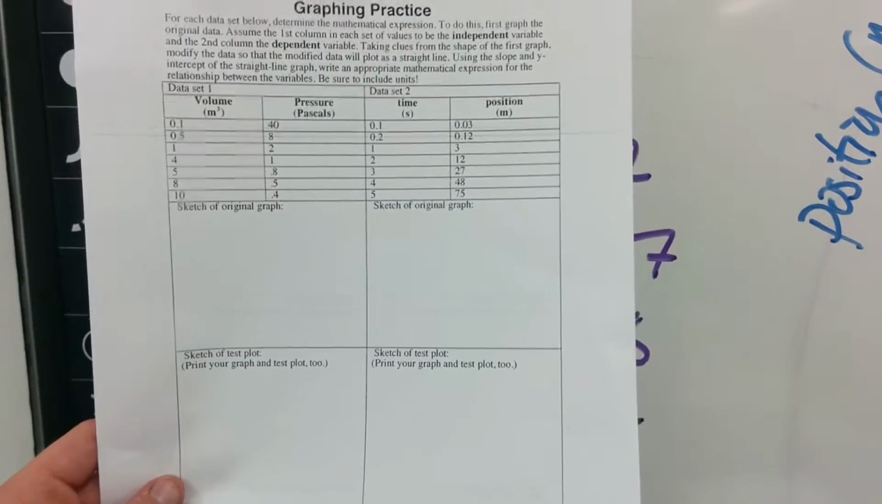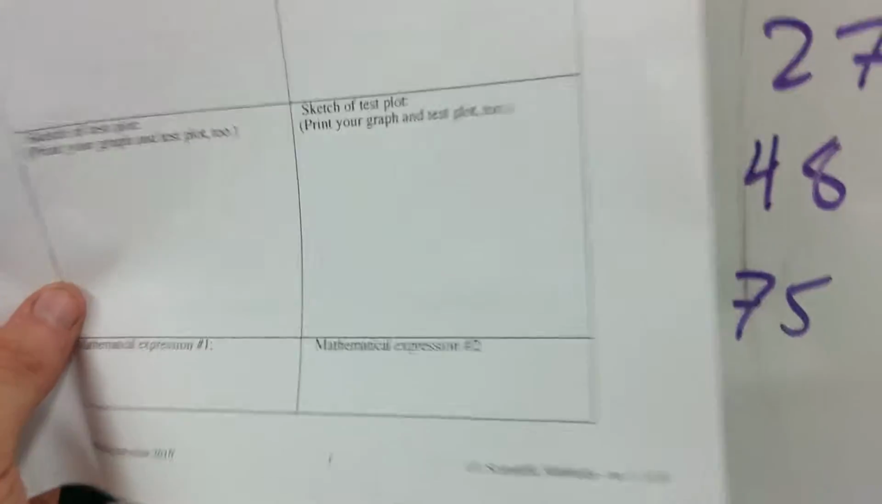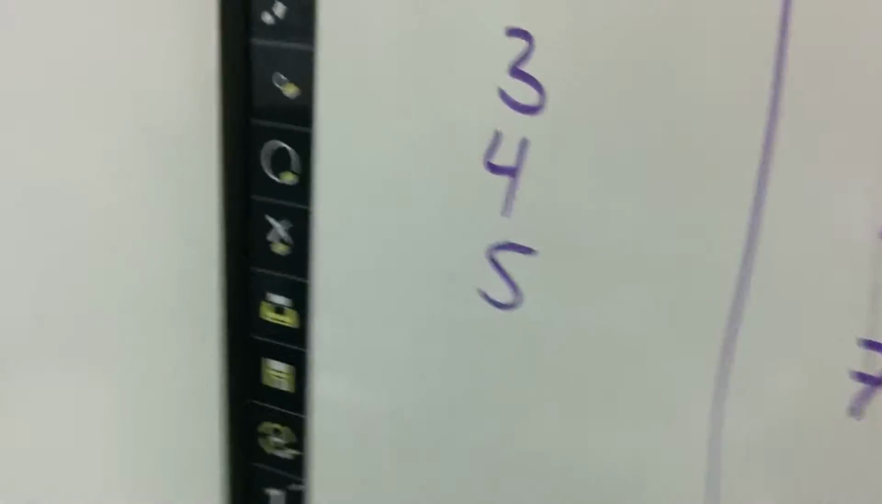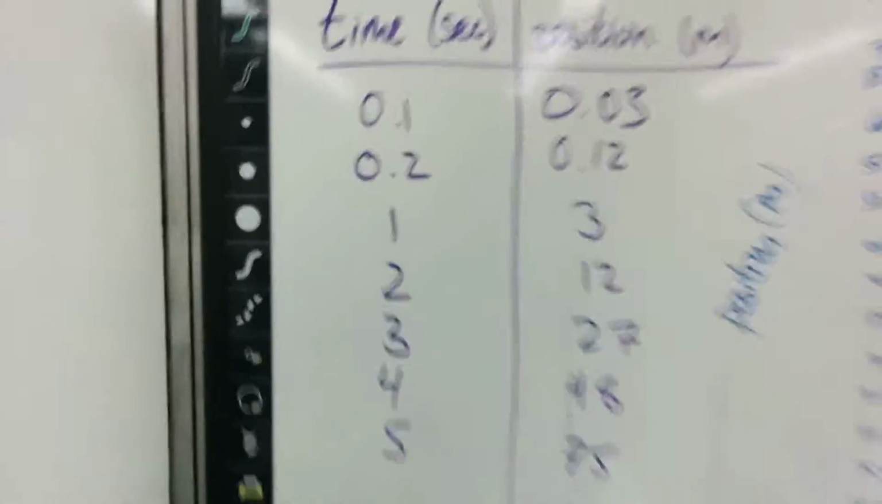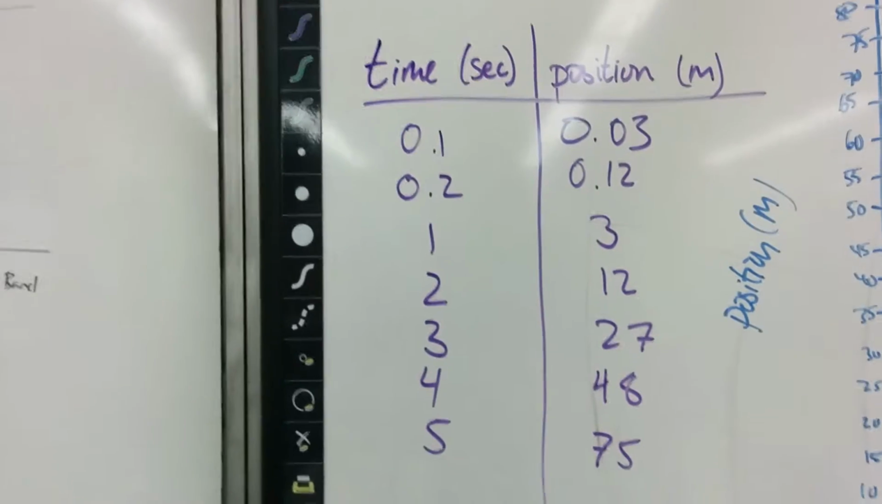We're going over this homework set, particularly data set 2. We're going to sketch the original graph, we're going to create a test plot, and we're going to create an expression using an app like Desmos. So I'm going to be up on the whiteboard. I have the data set here. You've got your independent variable, dependent variable.